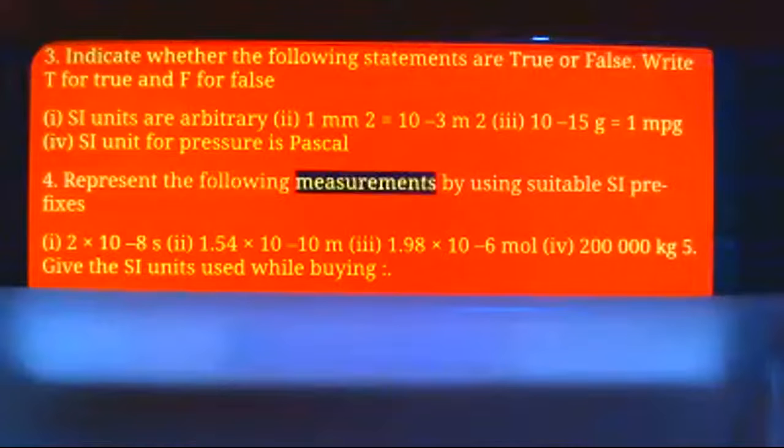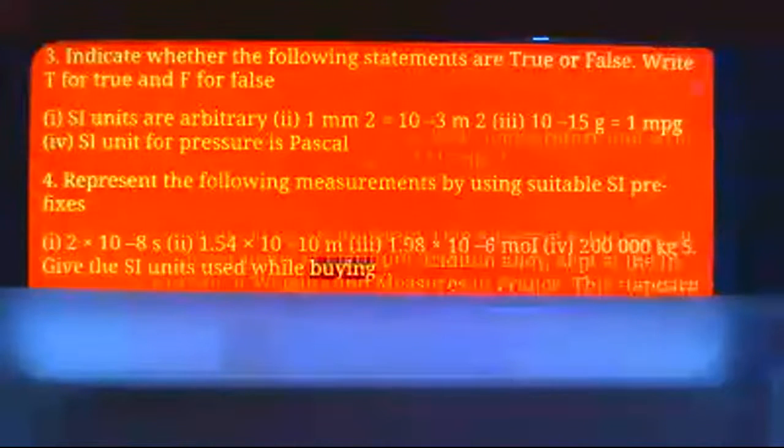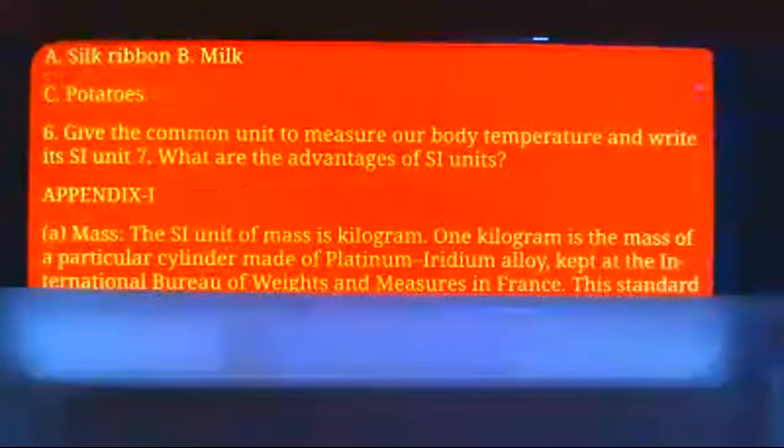4. Represent the following measurements by using suitable SI prefixes: 2 × 10^-8 s, 1.54 × 10^-10 meters, 1.98 × 10^-6 mol, 200,000 kilograms. 5. Give the SI units used while buying: A. silk ribbon, B. milk, C. potatoes. 6. Give the common unit to measure our body temperature and write its SI unit. 7. What are the advantages of SI units?